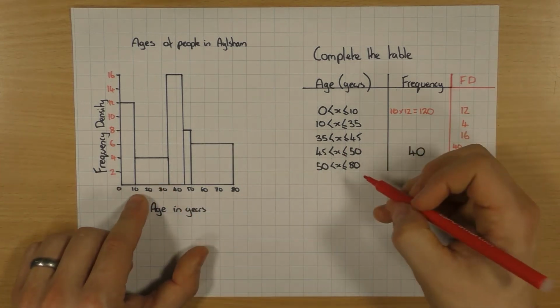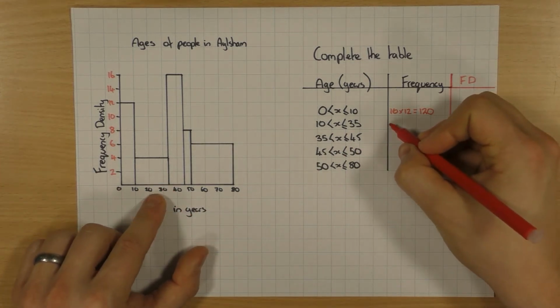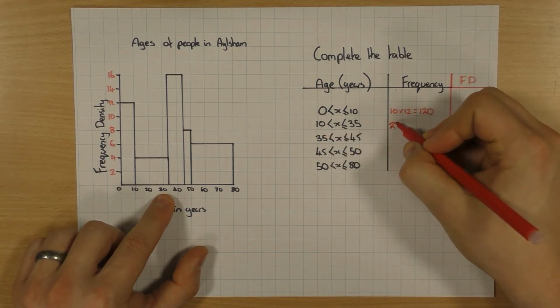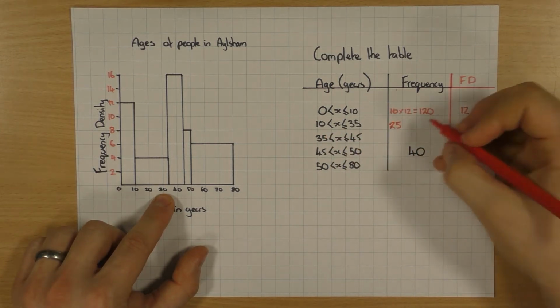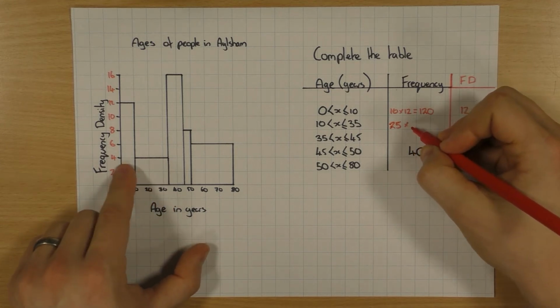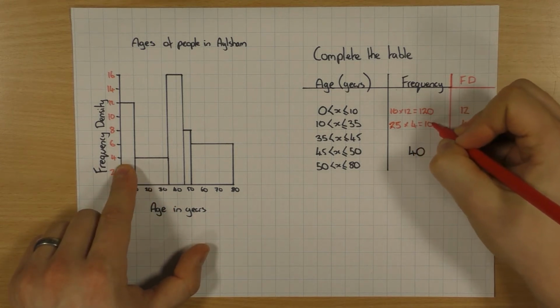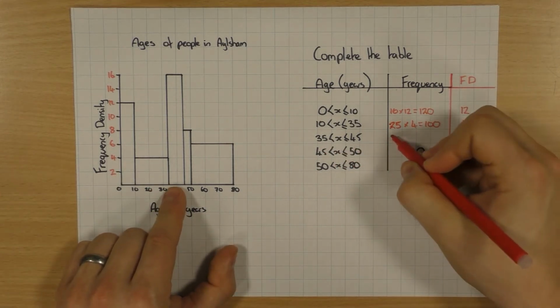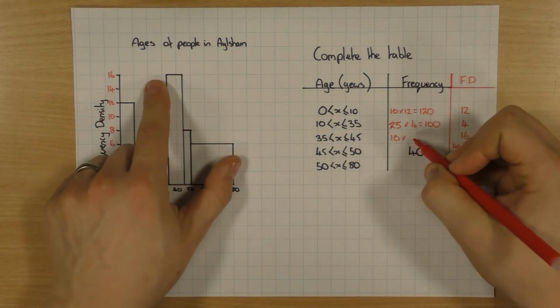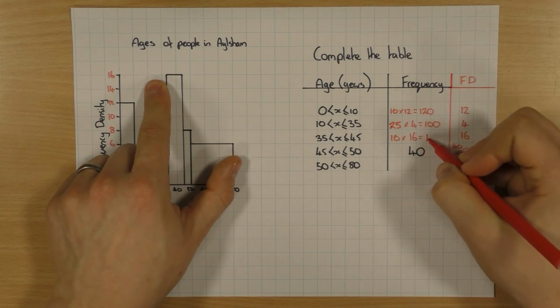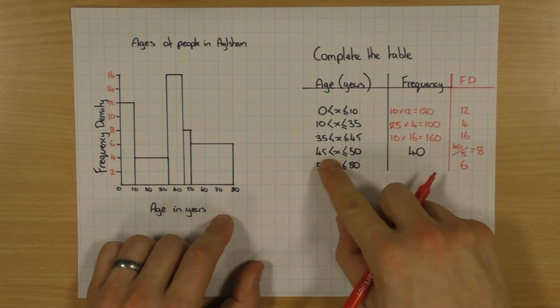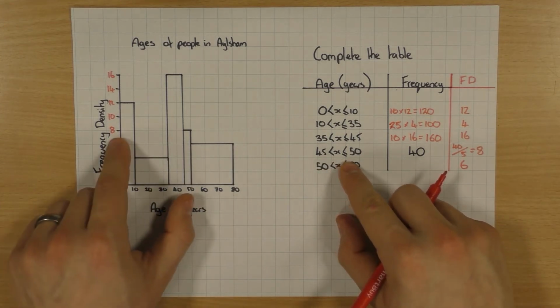This one here, the class width is 20. Oh no, sorry, it's 25, isn't it? Yeah, be careful there. It is 25. Times that by the height, which is 4, so it's 100. Next one, the class width is 10, times the height, which is 16, which is 160. Again, we had this one here, so we've got the 5 times 8, which is 40.